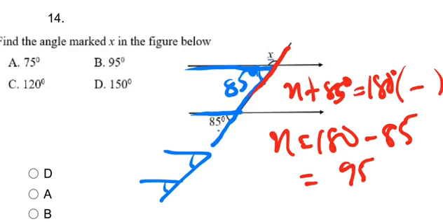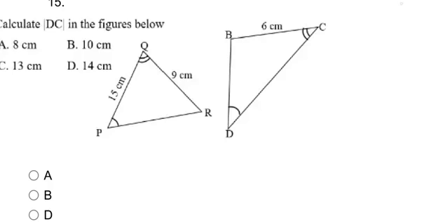95 degrees, which is option B. Is that clear? All right. Now, next question. This is also on similar shapes. So we have these diagrams here, and you have to find DC, and the DC is here. Let's label it to be X.